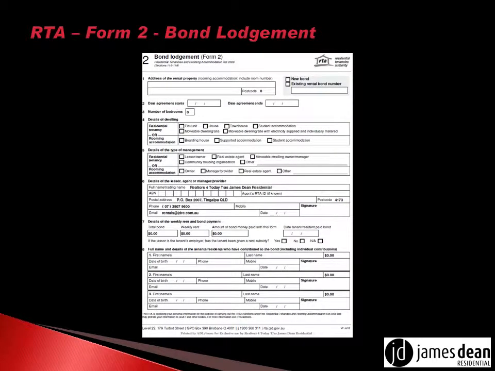The RTA Form 2 bond lodgement, as pictured, is a form which is sent to the RTA in conjunction with your bond payment. Please check that this form has been completed correctly before signing. As previously stated, the RTA holds your bond for the duration of the tenancy. The bond will be refunded to the tenant via the RTA following the end of a tenancy and once all matters relating to the tenancy are finalised.